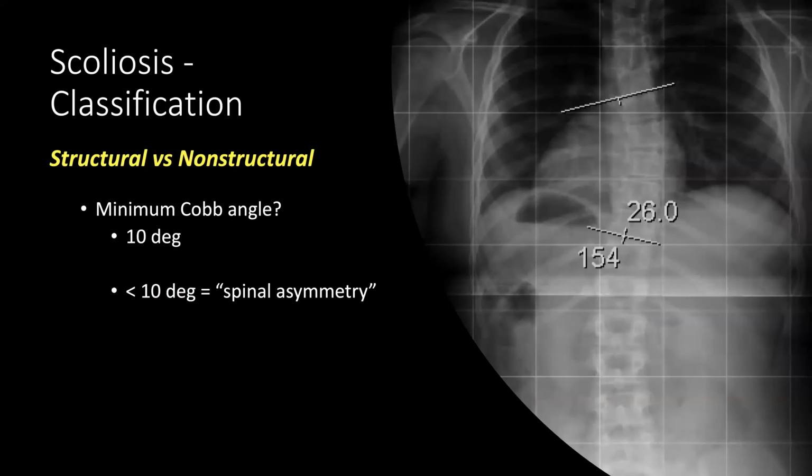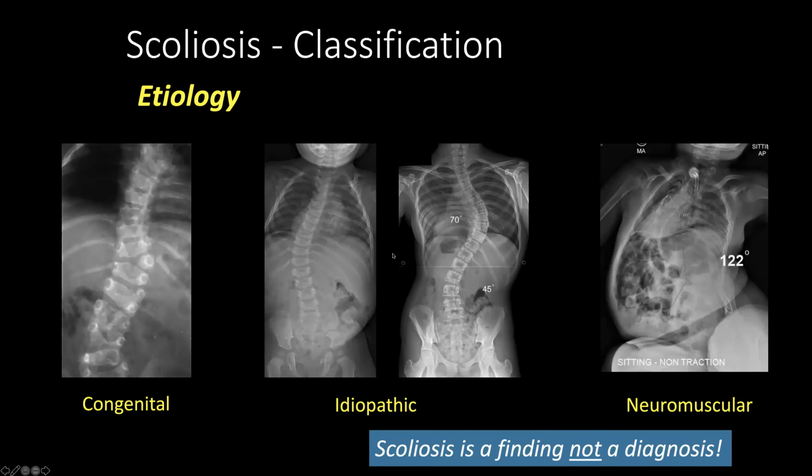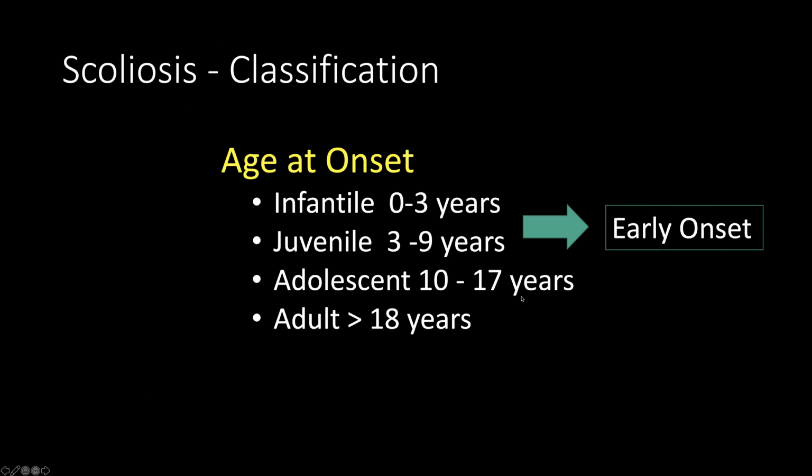So we can talk about the different ways to classify scoliosis. Simplest, is it structural or non-structural? Remember, the minimum Cobb angle for scoliosis is 10 degrees. If it's less than that, it's spinal asymmetry. And then the way that we describe it most frequently is in terms of etiology: congenital, which we'll not be talking about tonight, idiopathic, and neuromuscular. Again, remembering that scoliosis is a finding, not a diagnosis.